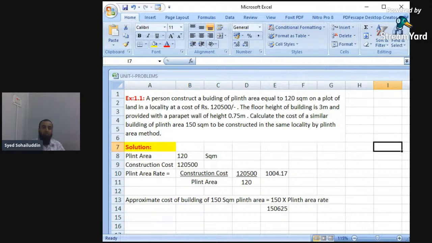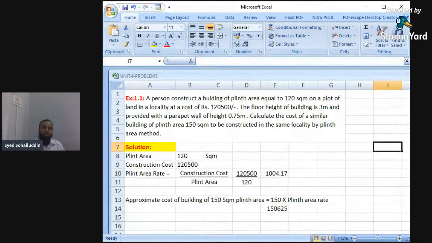So as I have already discussed, we have to have the cost of a similar building in order to find out the cost of a structure by plinth area method. First we have to know the cost of a structure having somewhat similar rates, in the sense of a similar locality. So here are the dimensions. 120 square meters is the plinth area, which has a cost of 1,00,500, and the height is 0.75.